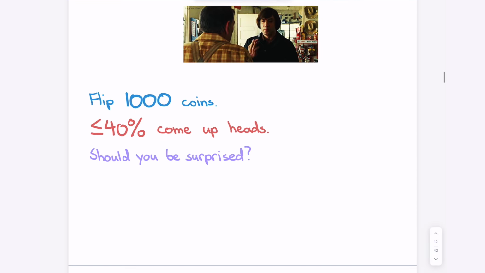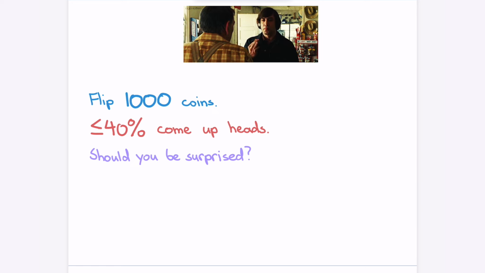Now, suppose you flip 1,000 coins and at most 40% comes up heads. So same proportion as before. So that's 400 heads. Should you be surprised, or quantitatively, what do you guess the number might be? So the exact same proportions as before, same percentage.